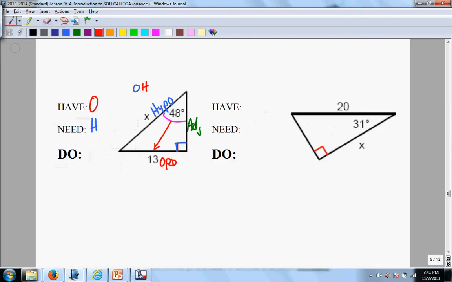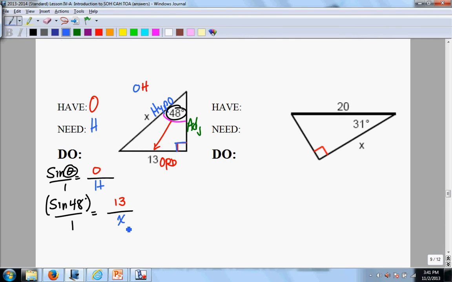So I write that down. Sine of theta over 1 equals opposite over hypo. Now you circle, plug, chug. Sine of theta, pick up theta, so it is sine 48 degrees. Parentheses around that, keep it as a unit, over 1 equals opposite, which is 13, over your hypo, which is x. Cross multiply, isolate x, then get your calculator.